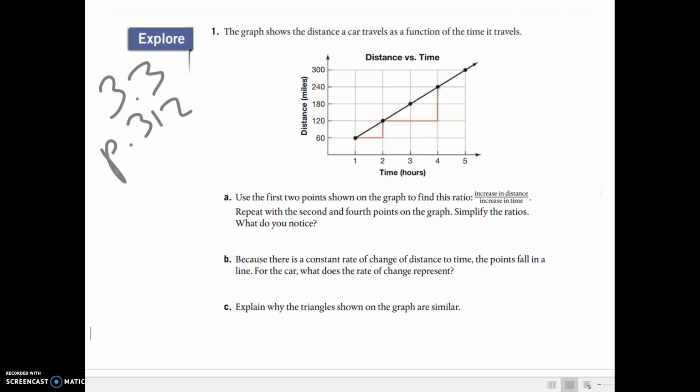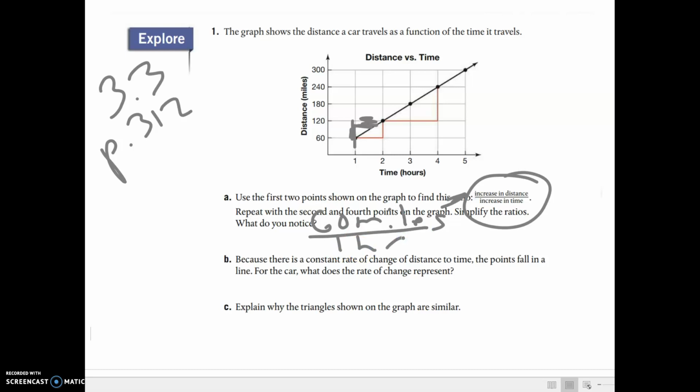Okay, so here we have this, again, it's a rate. I don't know why she calls it a ratio, but it's a rate. So increased distance. If you look here, we increased by what? 60 miles. And if we go over here, so we're going up and over, and that's in 1 hour time. So that's 60 miles per hour.